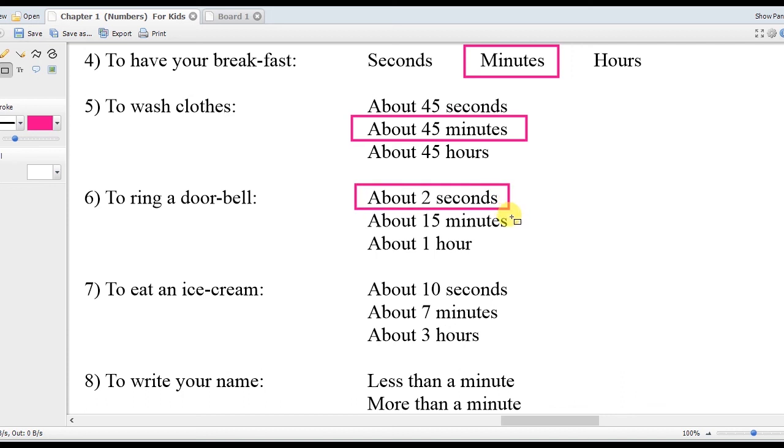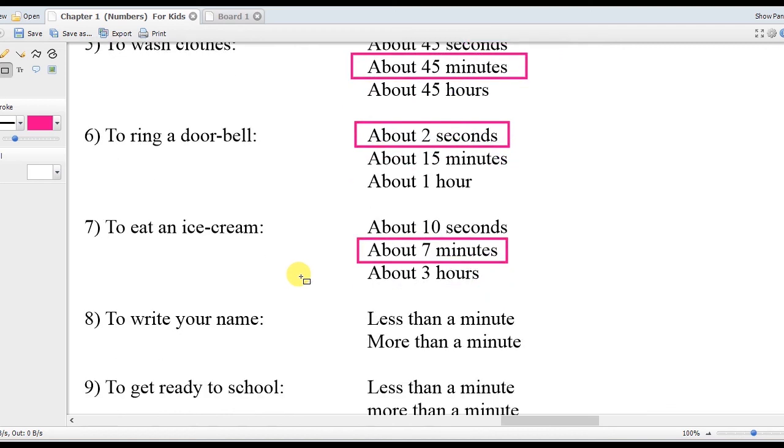To eat an ice cream: about 10 seconds, about 7 minutes, or about 3 hours? So are you a food eater? About 10 seconds? No, no, no, no. Not 10 seconds, about 7 minutes. A decent time to eat a chocolate, an ice cream.